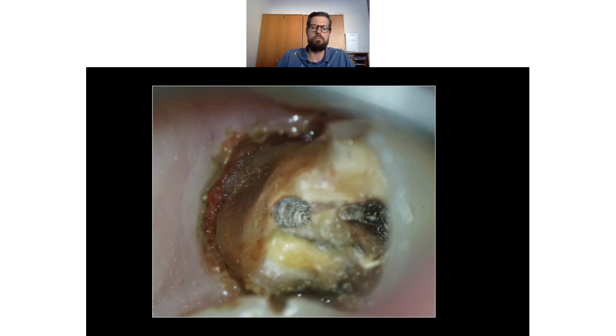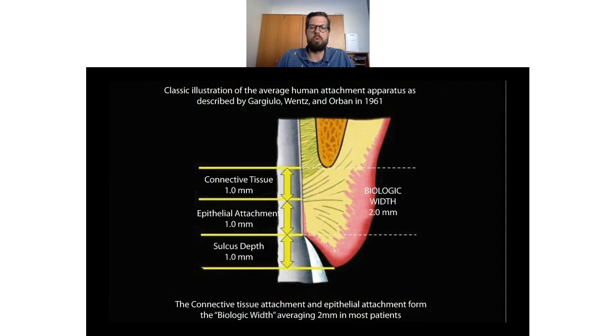But as you saw, there were so many problems. The post, there is a lesion, there is this fracture, and so on and so on. So I decided, you know, it is not worth it. So extraction, and then implant or a bridge. So let's talk a little bit about the biological width. Maybe you heard it, maybe not, but it's very important.